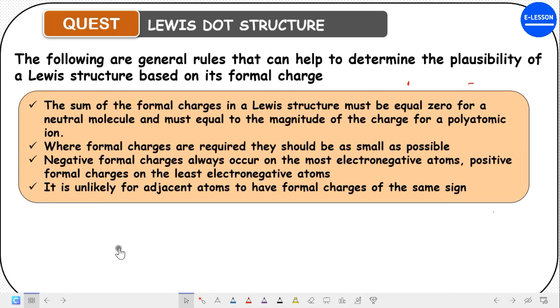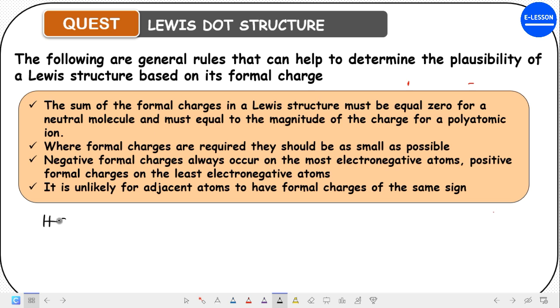So, let's come here. The following rules are general rules that can help to determine the plausibility of a Lewis structure based on its formal charge. When you say plausibility, it means the possibility. Are you getting it? To determine the reasonable structure that is supposed to be formed. Now, take the points down. First one: the sum of the formal charges in a Lewis structure must be equal to 0 for a neutral molecule. The sum of all the formal charges in a Lewis structure must be equal to 0 for a neutral atom and must be equal to the magnitude of the charge for a polyatomic ion.